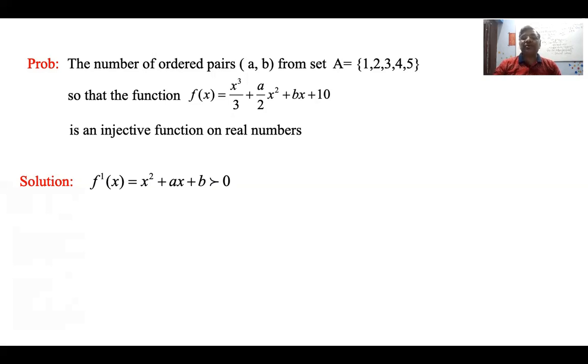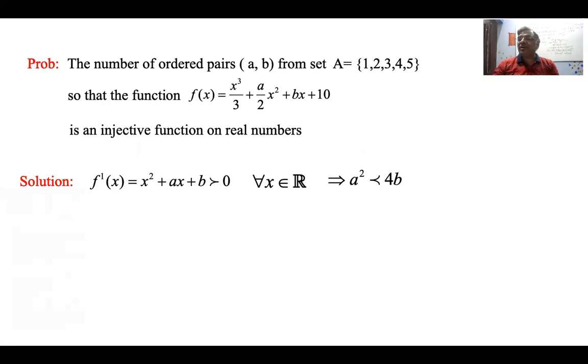The expression must be greater than 0 for each and every x. For each x, that expression must be positive. A quadratic, which is an upward parabola, being positive for every x means its discriminant must be less than 0. That is, the discriminant, a square minus 4b, must be less than 0, which is the same as a square being less than 4b.